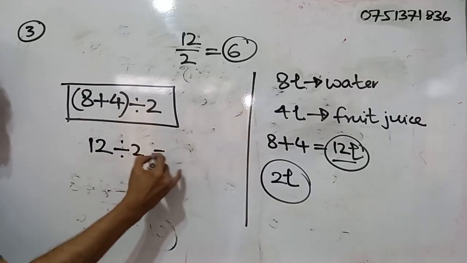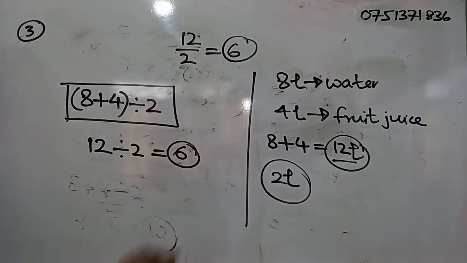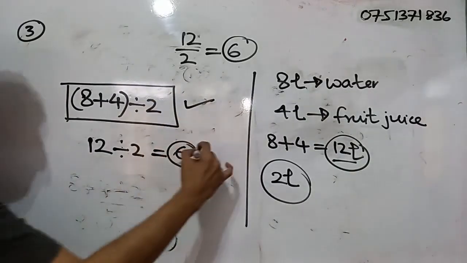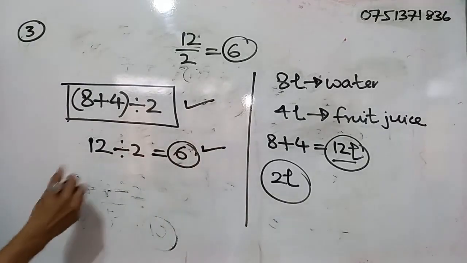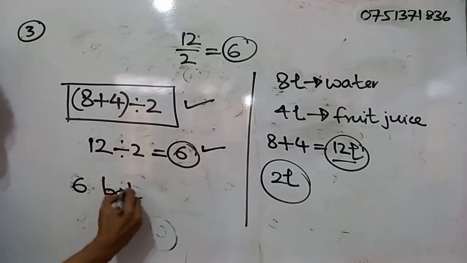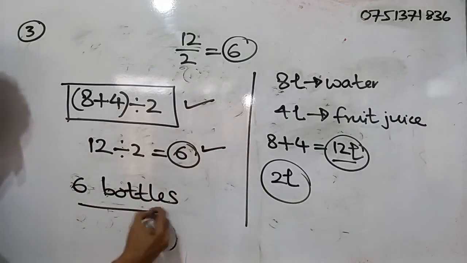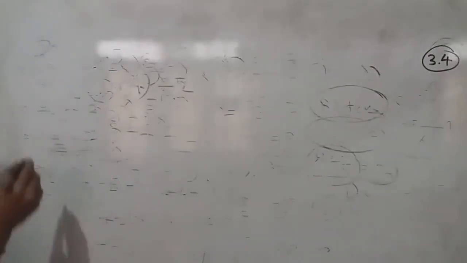Divide by 2. So we get 6 as the answer. එතකොට expression එක වෙන්නේ මේක. Answer එක වෙන්නේ මේක. එතකොට 6 bottles. හරි 6 bottles. Right.